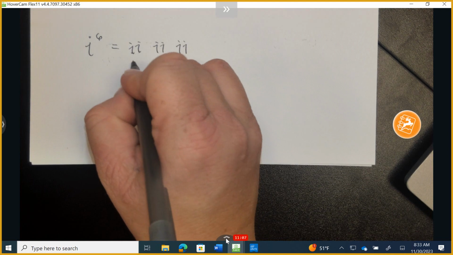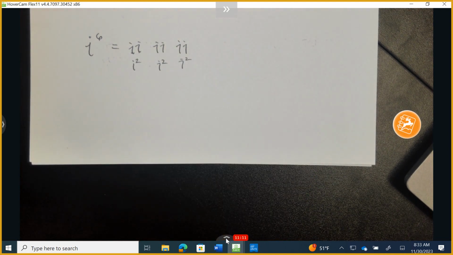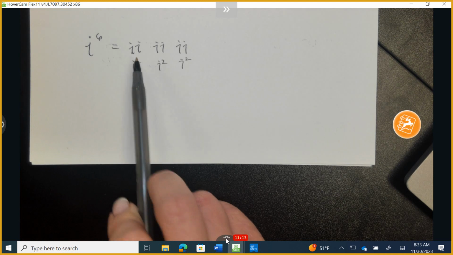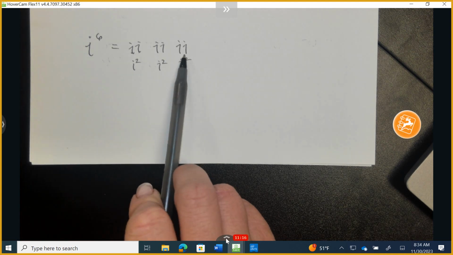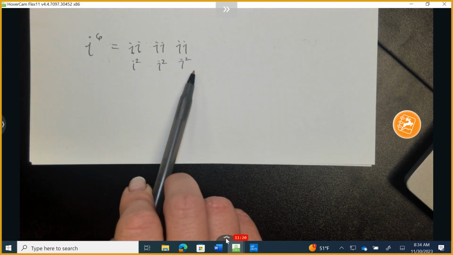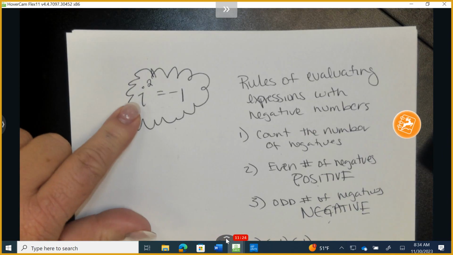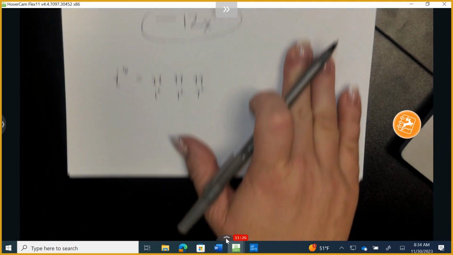i times i is i squared. We've already learned about exponents. So i squared, i squared, i squared. i squared and i squared gives you i to the 6th. This is all good. And remember, i squared is always equivalent to negative 1.